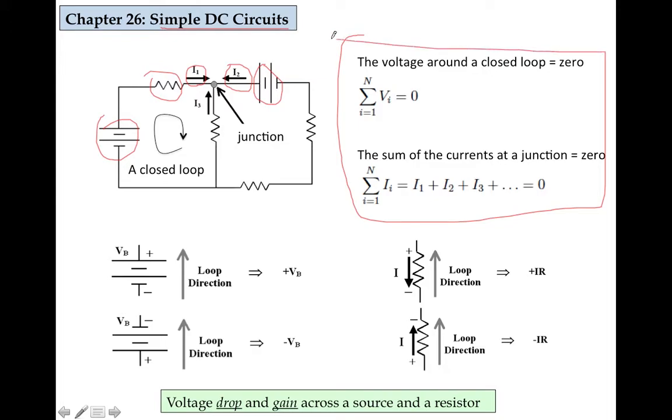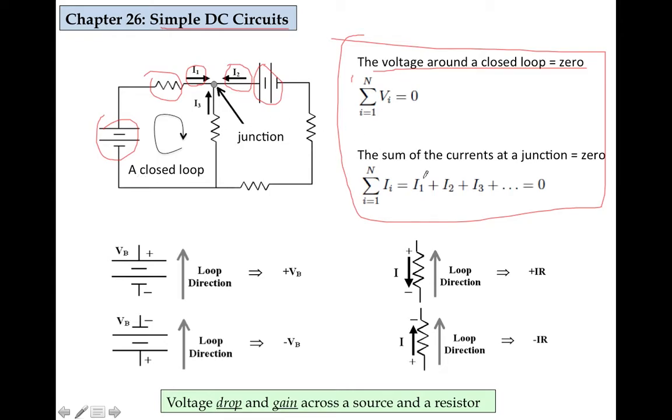Kirchhoff's rules say that there are two of them. The first one says that the voltage across a closed loop is equal to 0. What's a closed loop? Something like this. That's a closed loop. You start from here, you go through a battery, voltage increase, voltage drop, voltage increase, and then you come back.